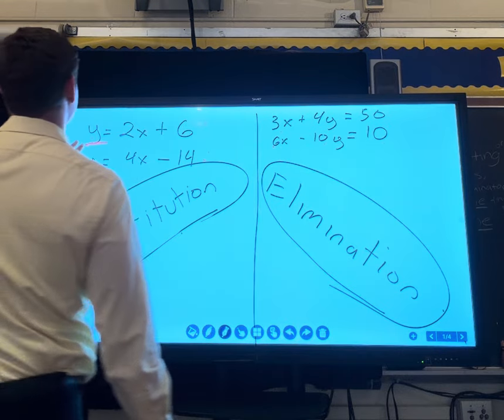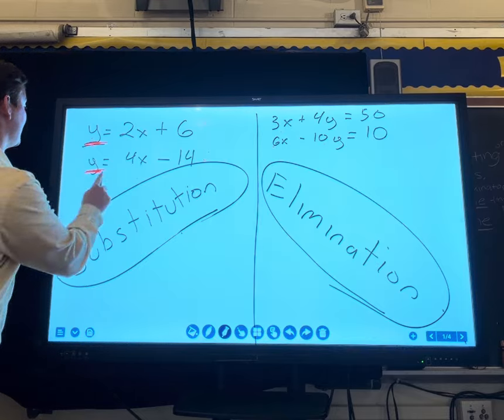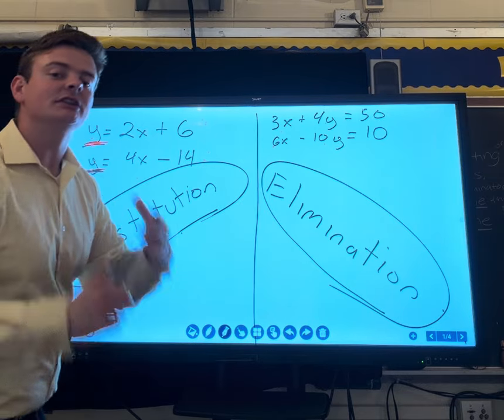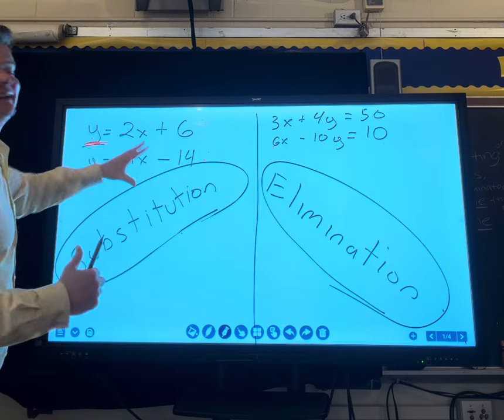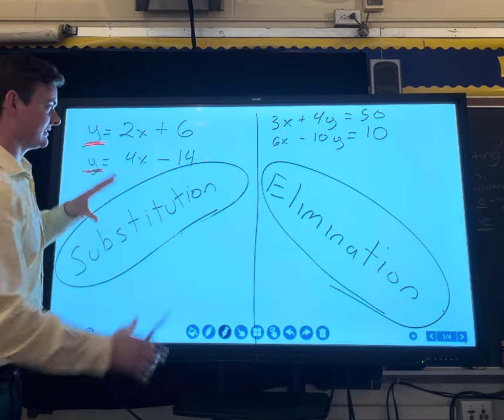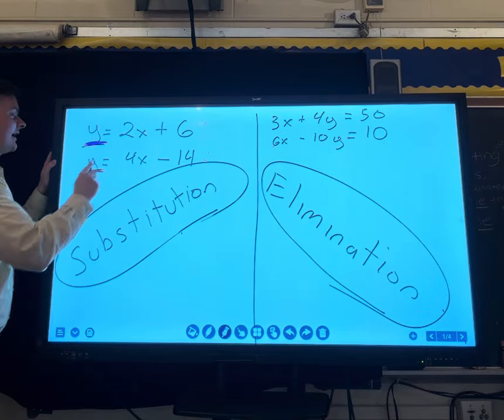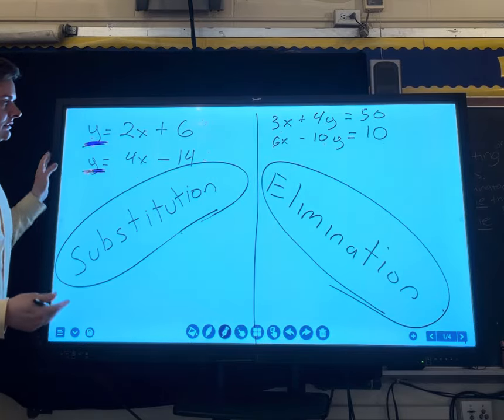So here, the equations are given to me in a way where y is by itself. Because the variable is by itself, it's easy to substitute with, and I'll demonstrate that in a second. But I know to substitute because the y or the x is by itself.